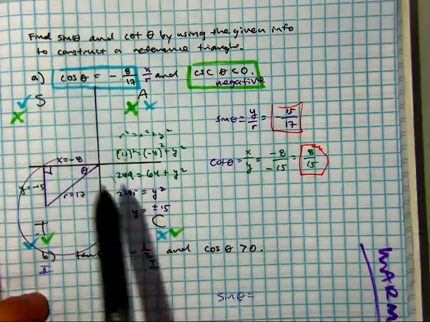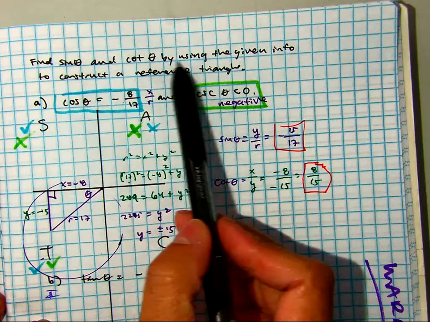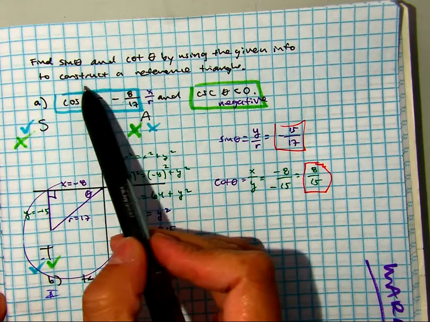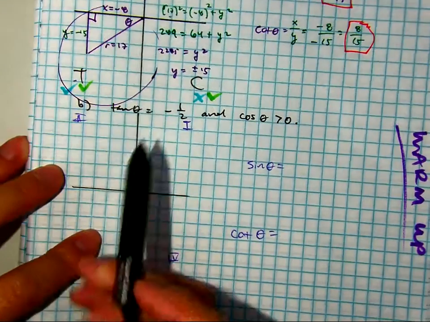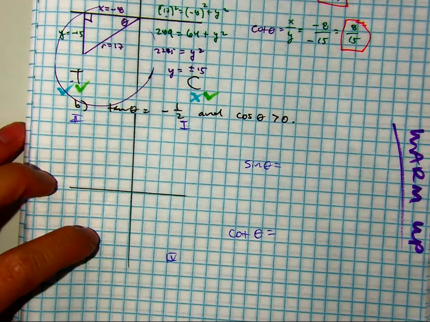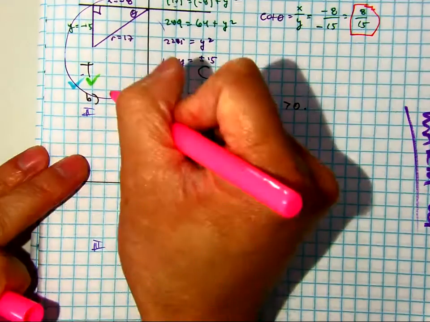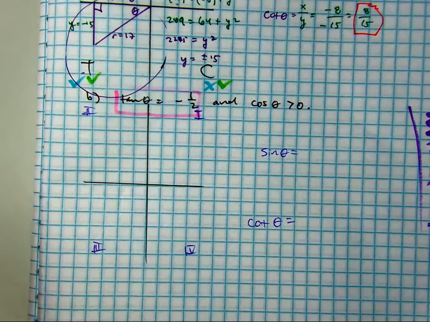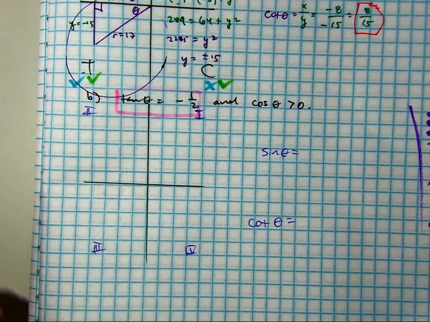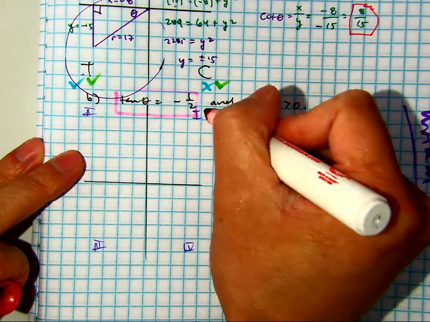In this problem, we're supposed to find sine and cotangent by using the given information to construct a reference triangle. I know that tangent is negative. There's an acronym that'll help us that we learned yesterday. Class, tell it to me. Ready, set, go.